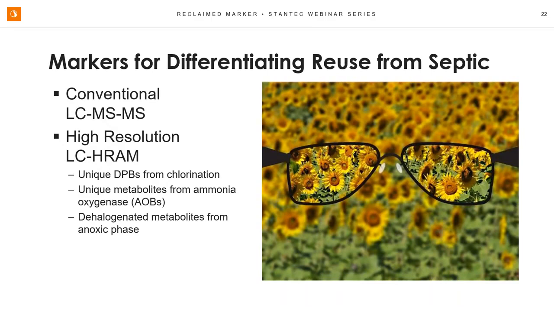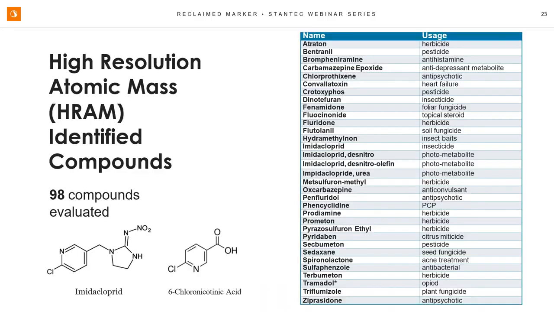So I had mentioned that we were going into this project trying to look beyond target compounds that might differentiate reuse. So in addition to just using conventional liquid chromatography, tandem mass spectrometry, we also used high resolution liquid chromatography mass spectrometry. And we were trying to see if we could find any unique DBPs formed from the chlorination process in the wastewater, unique metabolites from the ammonia oxygenase in the secondary treatment, or likewise dehalogenated metabolites from the anoxic phase of the secondary treatment.